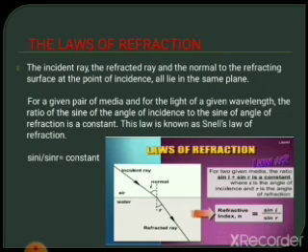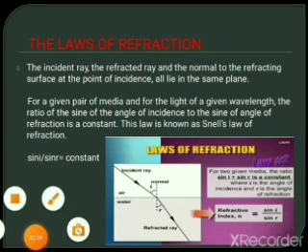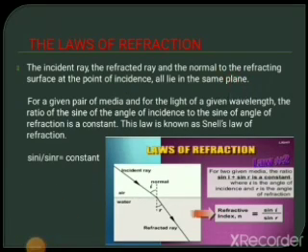In the laws of refraction, we have two laws. This one is the first law and this one is the second law. What does the first law say? The incident ray, the refracted ray and the normal to the refracting surface at the point of incidence all lie in the same plane. What do you mean by this?